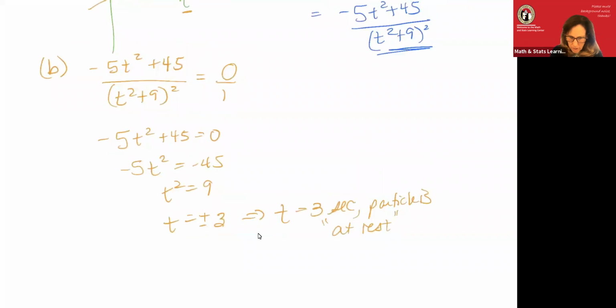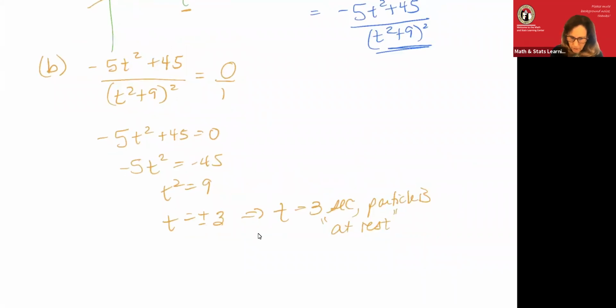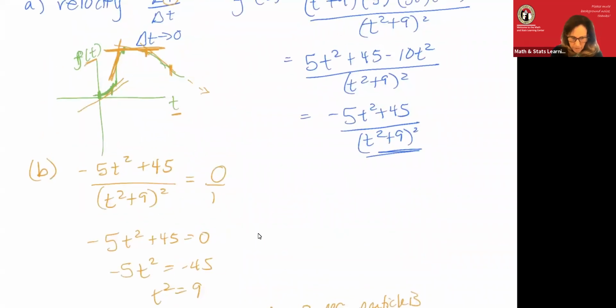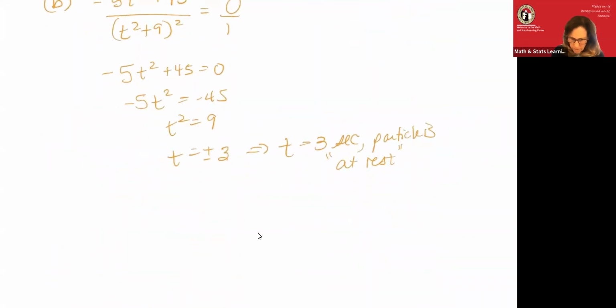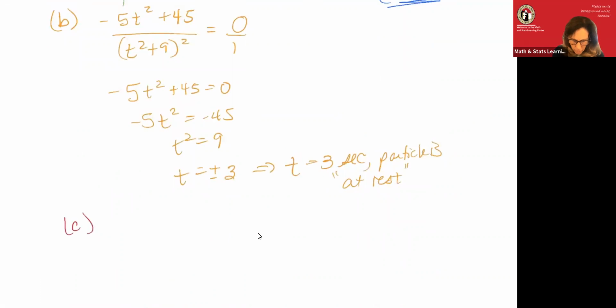The next question is, when is it going in one direction and when is it going in the other direction? For that, we go back to thinking about our graph up here. What we're talking about in number 3 is when is the particle moving in the positive direction. It's moving in the positive direction when the change in position is positive. So we want to look at the derivative, f prime of t. When is it strictly greater than 0, because we had it equal to 0 before.